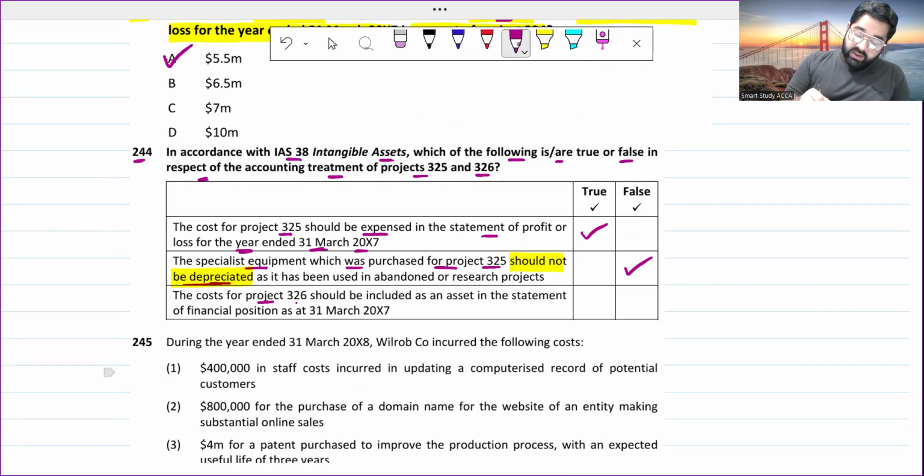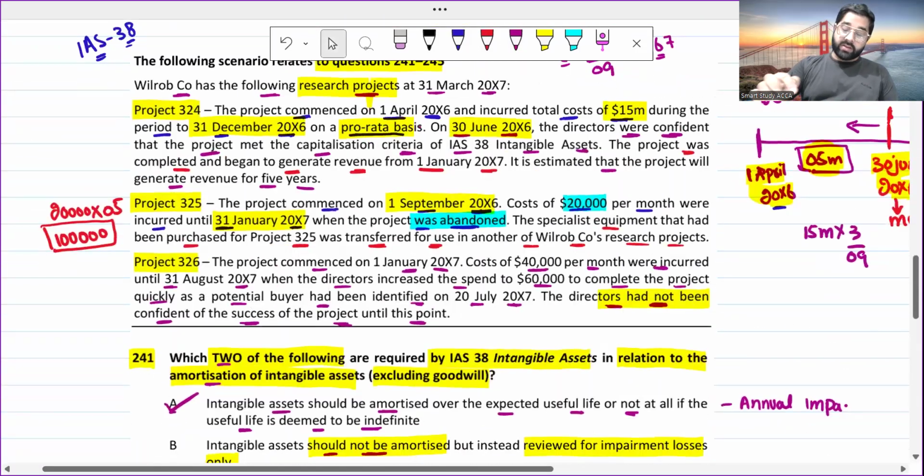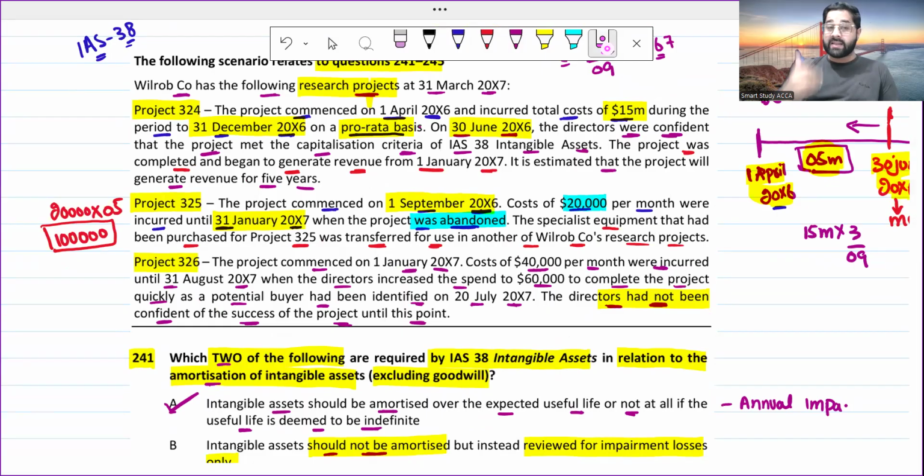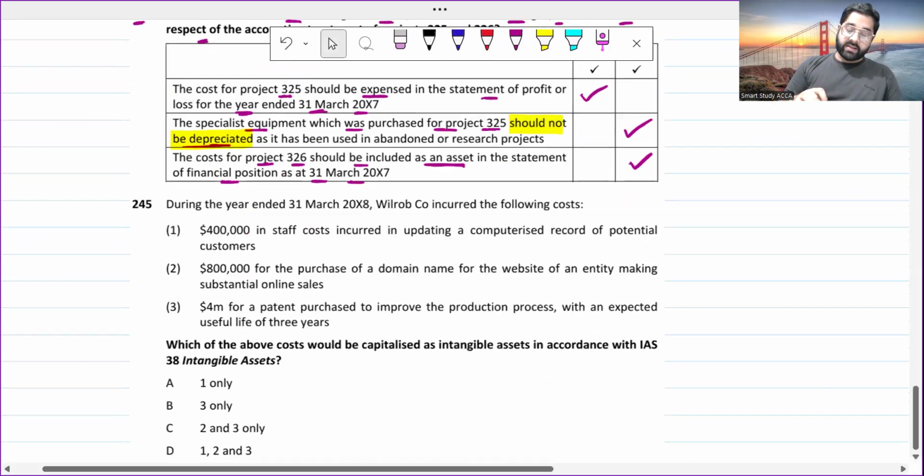The cost of project 326 should be included as an asset in the statement of financial position at 31st March 2007. It is wrong. Why? Because the directors are not confident. If the directors are not confident, no criteria has been met, then all of the cost incurred till this date will be expensed to profit or loss. So this statement is wrong.